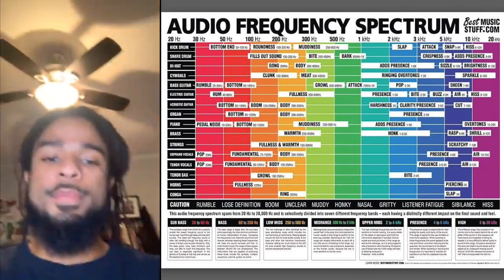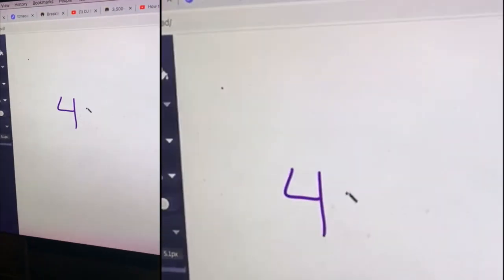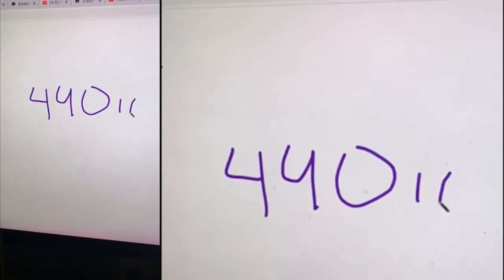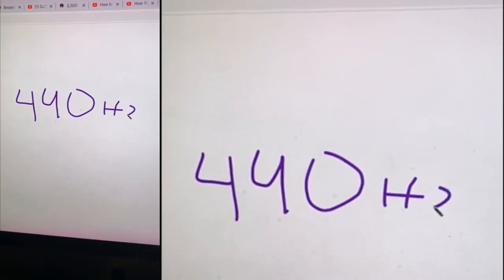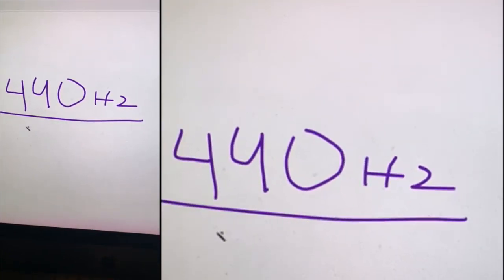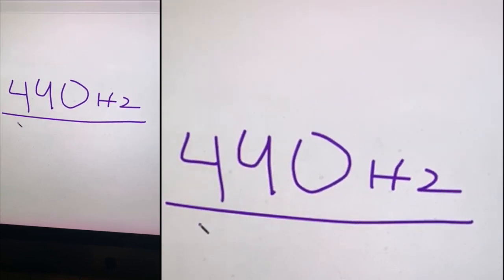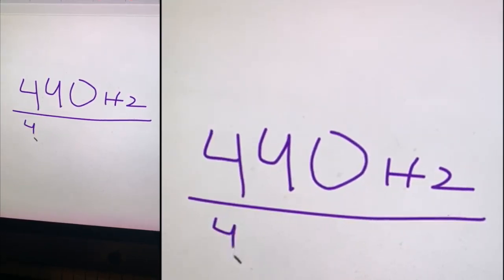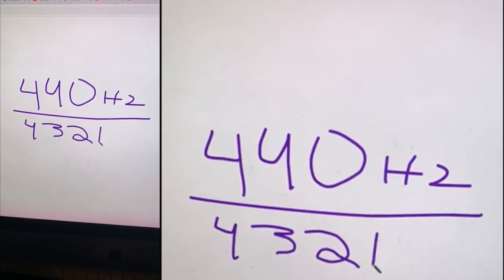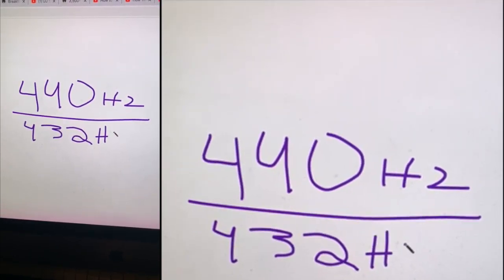All right, so I'm going to flip it around. Here we've got a white screen. We're going to start off with the general concept. So we have 440 hertz, that's Hz for hertz. We're going to do this in two ways. We'll do it this way first, with 432 hertz.